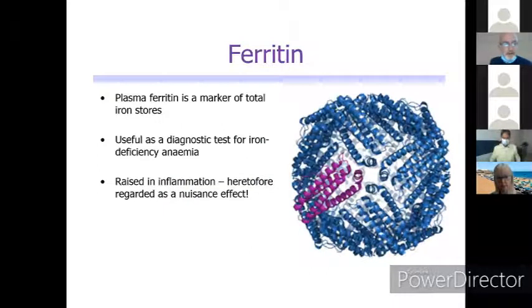Ferritin, you'd be familiar, of course, in terms of being a marker of total iron stores and its use as a diagnostic test for iron deficiency anemia. We also knew, of course, that it tends to go up in inflammation. But heretofore, that's been regarded as a bit of a nuisance effect, really, because it's masking what you want to use the test for, which is to pick up iron deficiency anemia. Now, the Wuhan clinicians spotted this as well and basically repurposed this marker as a hyperinflammatory marker.